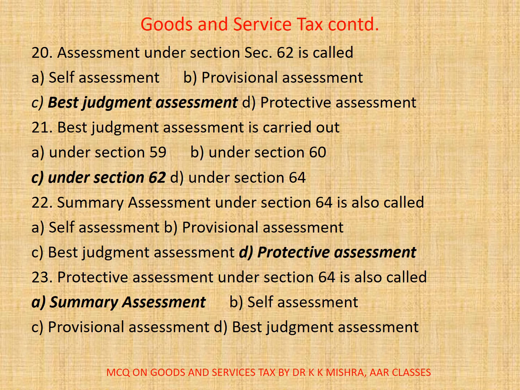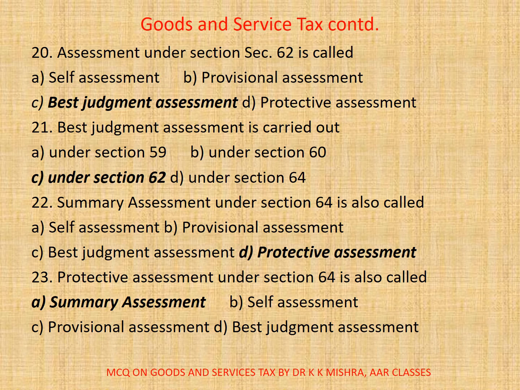21. Best judgment assessment is carried out A. Under section 59, B. Under section 60, C. Under section 62, D. Under section 64. Correct option is C. Under section 62. 22. Summary assessment order section 64 is also called A. Self-assessment, B. Provisional assessment, C. Best judgment assessment, D. Protective assessment. Correct option is D. Protective assessment.